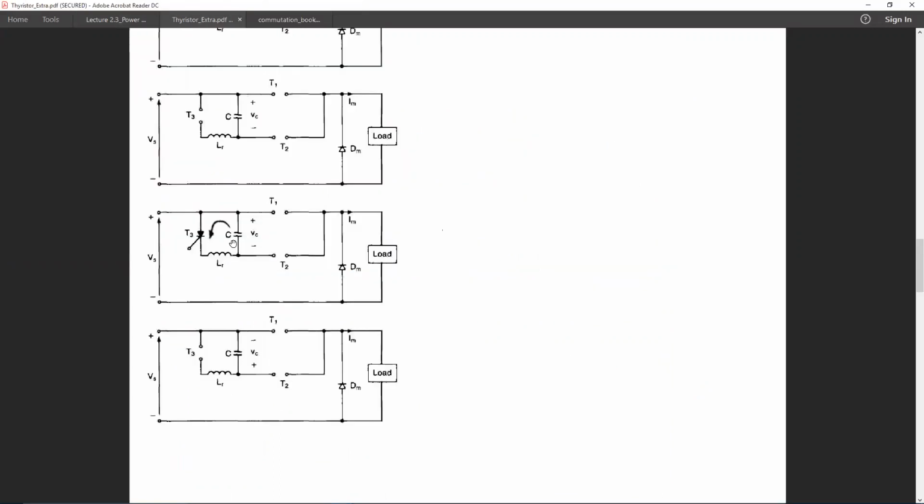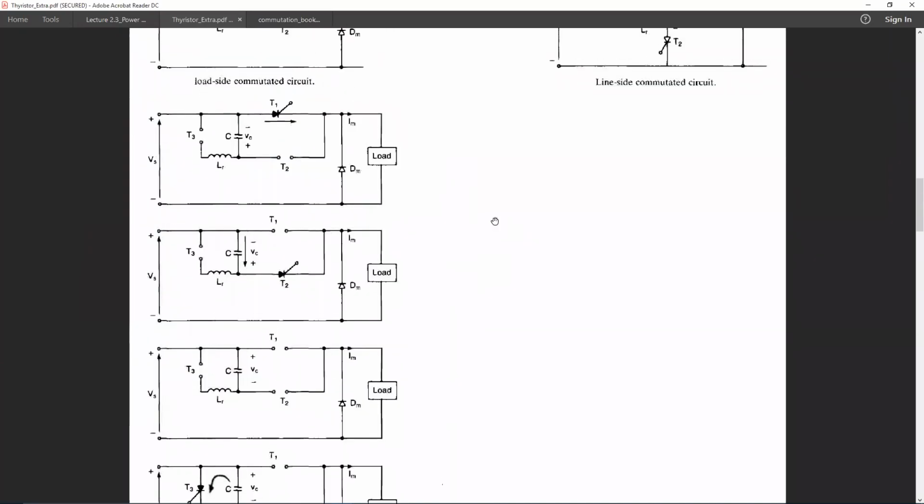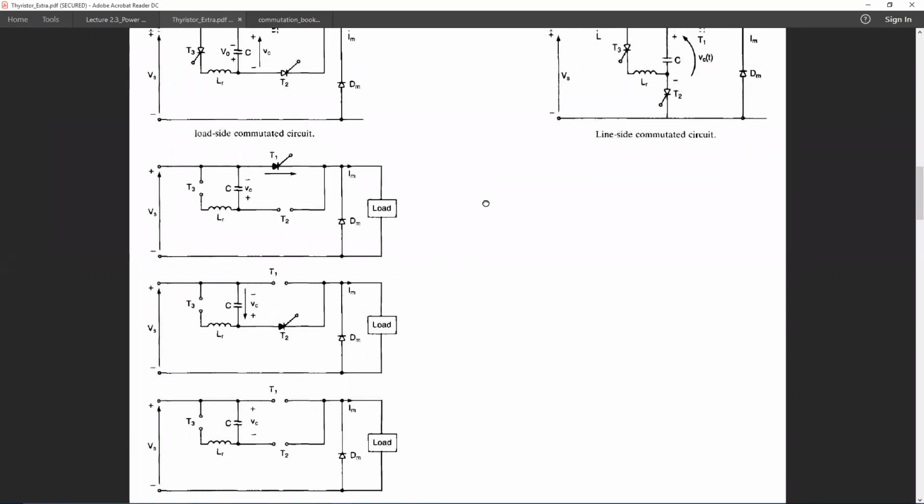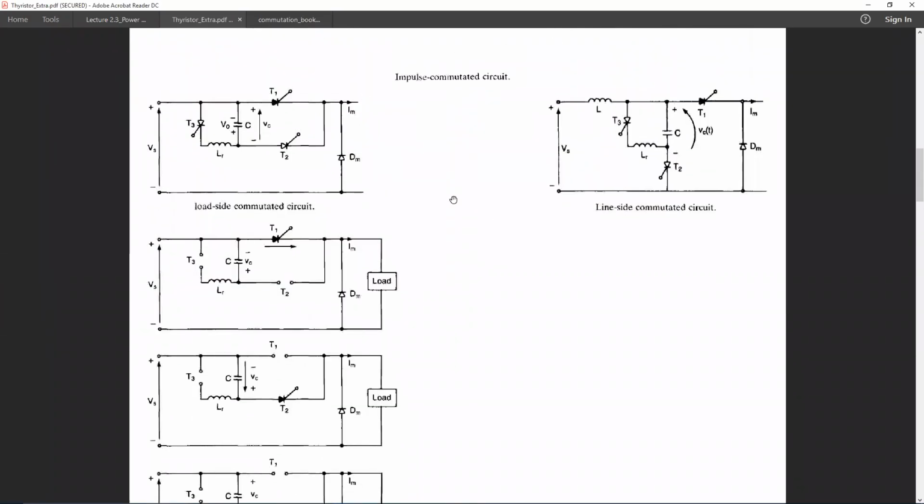So in this case, the capacitor will first discharge to 0 voltage, and then due to this inductor, the inductor will pump current through this capacitor, and as the flow of current is in this direction, the capacitor will be charged back to this polarity. And if we look back to our first diagram, this is the same polarity to achieve the commutation. So this cycle repeats. So this is an impulse commutated circuit.